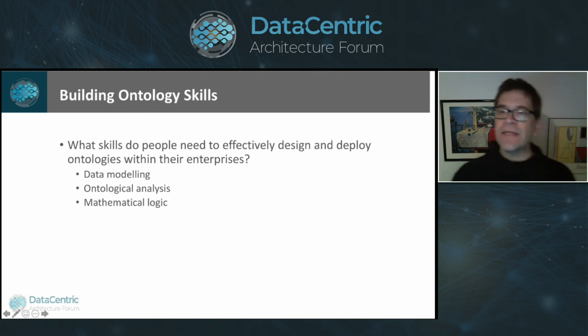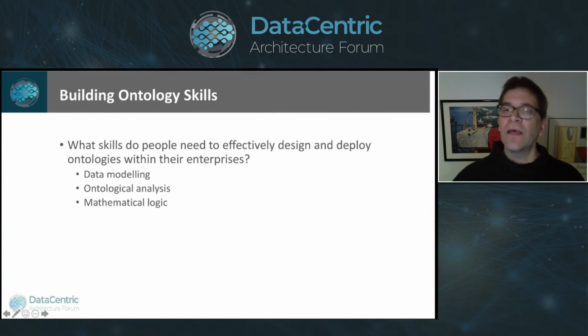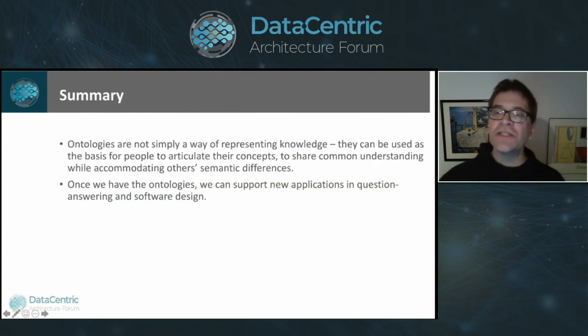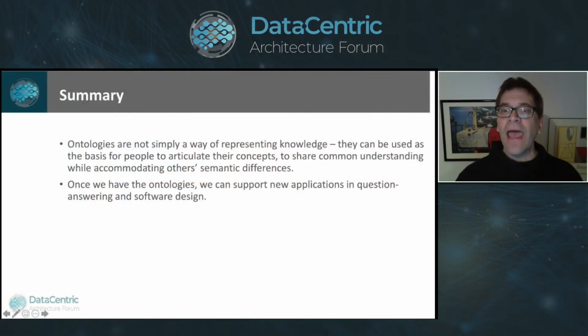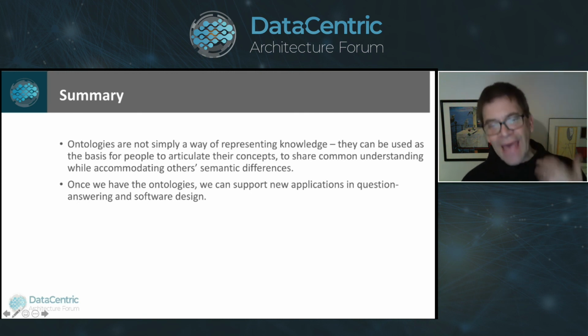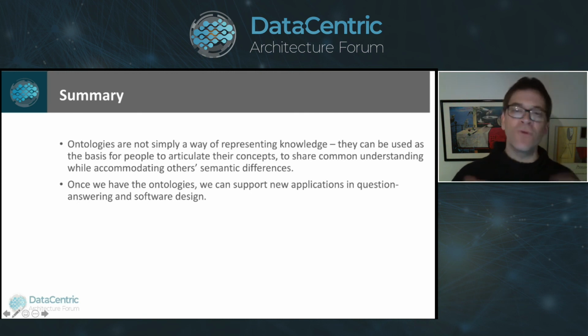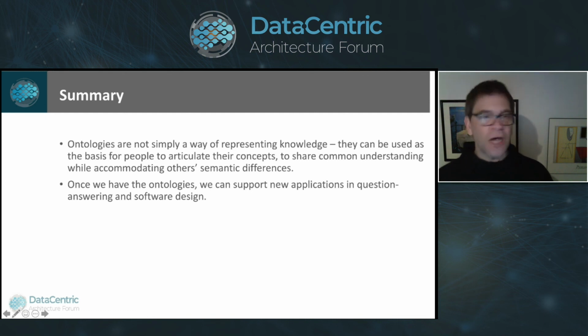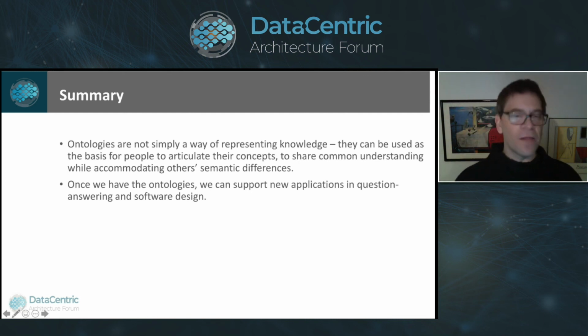So that's it for me today. Just on the summary slide here, I want to emphasize again, ontologies are not simply ways of representing knowledge. It's also the basis to help people communicate with each other and work together on supporting semantic integration. Once we have these ontologies, we can support all kinds of new applications in question answering, software design, data quality, all that kind of stuff.